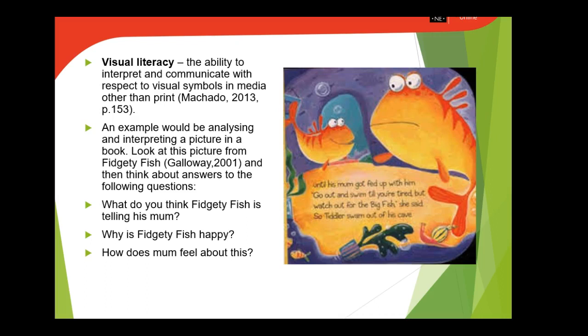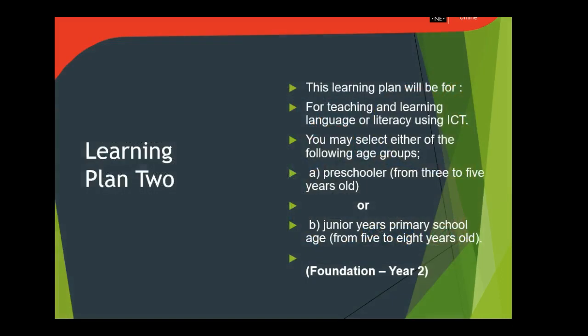There's going to be lots of information on our discussion board, and your modules will help you with this as well. So you'll be asking questions of the students. What do you think Fidgety Fish is telling his mum? Why is Fidgety Fish happy? How does his mum feel? As the educator, those are the sort of things that you would be asking in the body of your lesson. So remember that your first lesson plan is visual literacy, and it's looking at how you're going to interpret visual symbols in media and other print. Just make sure you've done your reading and you have activities that are appropriate to your chosen age group.